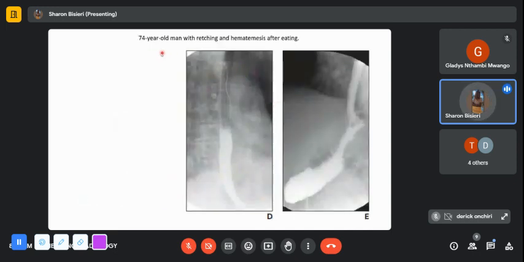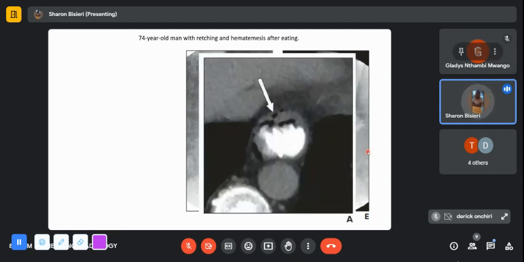So this is another case of a 74-year-old man who presented with retching and hematemesis after eating. First, they did an esophagogram, which showed a normal appearing esophagus from superior to inferior extent. However, because of the high index of suspicion of an esophageal tear, they did a CT scan. From the CT scan, they were able to note air locules within the wall of the esophagus and also externally, anterior and to the right of it.